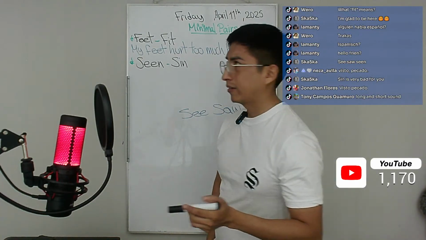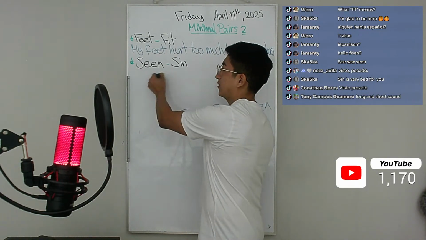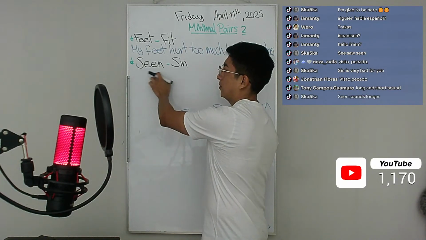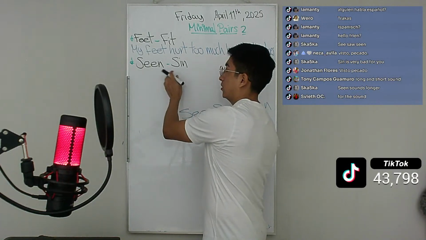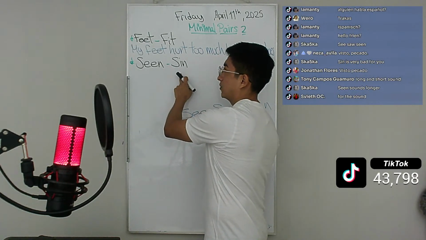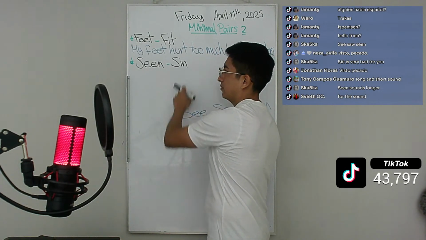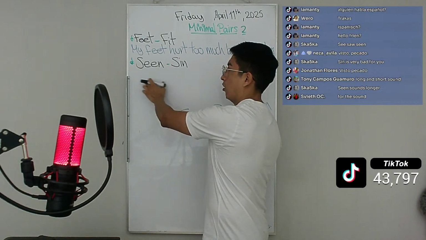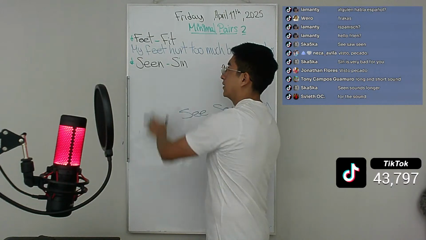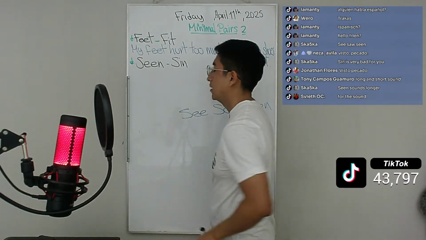Okay, great. We have a long sound here, a long vowel. Seeing. On the other hand, we have this "sin." This is just a simple, short vowel. This one is a little longer. Yes, seen and sin.